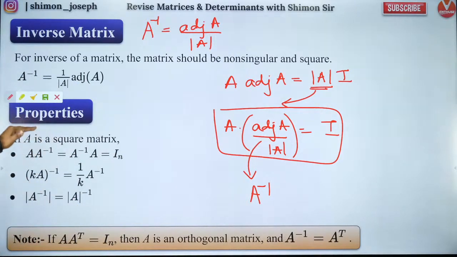Now again, you have various properties. A into A inverse is equal to A inverse into A is equal to I. Got it? Are you all clear with it?